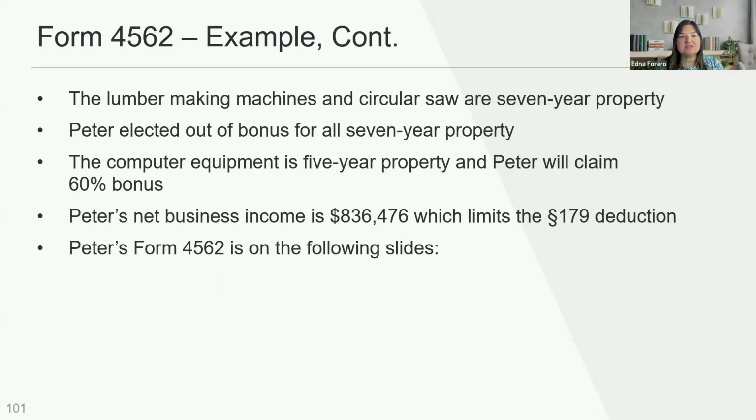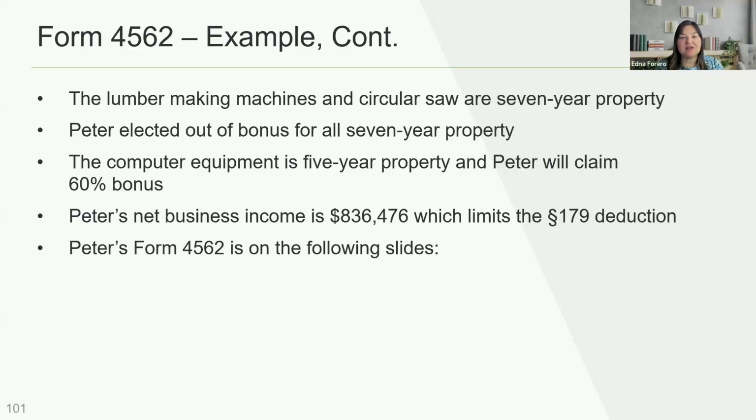On our 4562, we also need to look at the 7-year property, or the class life, for that lumber making machine and the circular saw. He wants to elect out of bonus for all 7-year property. The computer is 5-year property, and so he will take bonus on that. And then his net business income is $836,476, and it does limit the Section 179 deduction.